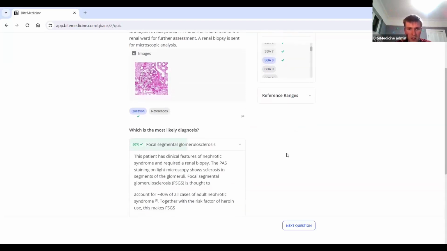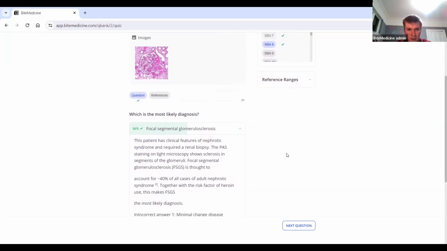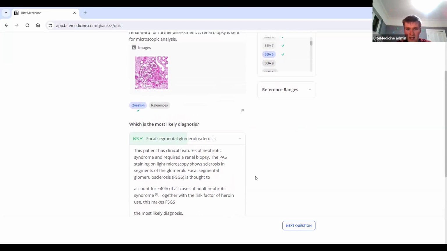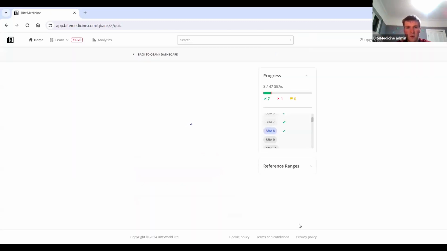Excellent, look at that. So the patient has clinical features of nephrotic syndrome requiring a renal biopsy. The PAS stain on light microscopy shows sclerosis in segments of the glomeruli. Together with the risk factor of heroin use, this makes FSGS the most likely diagnosis. Wonderful.